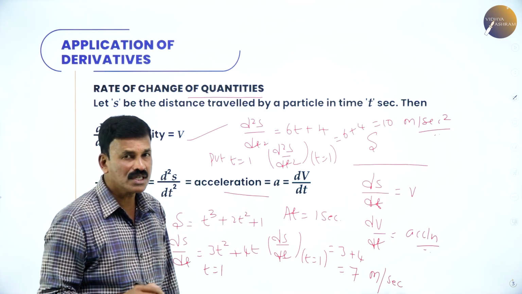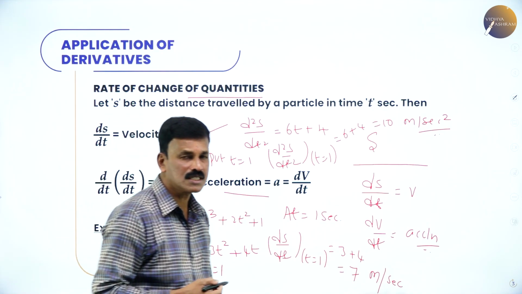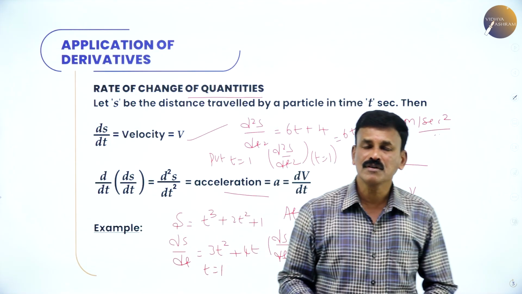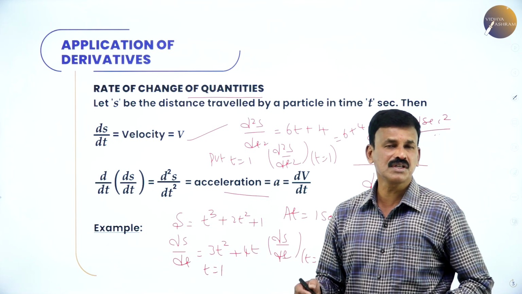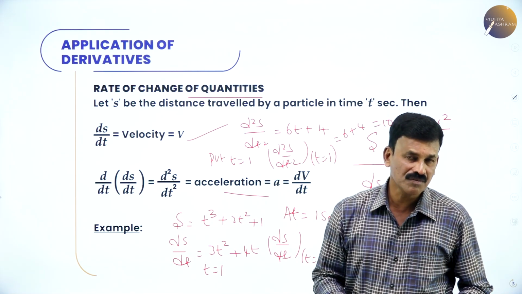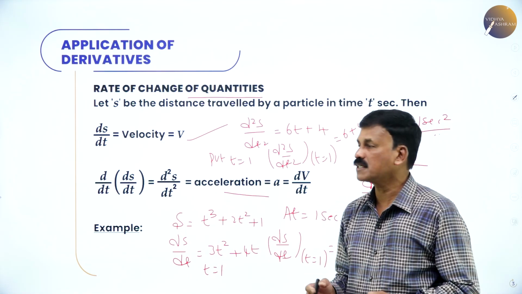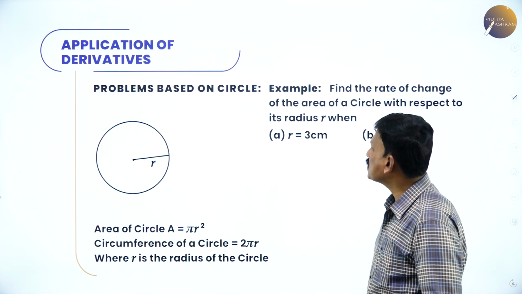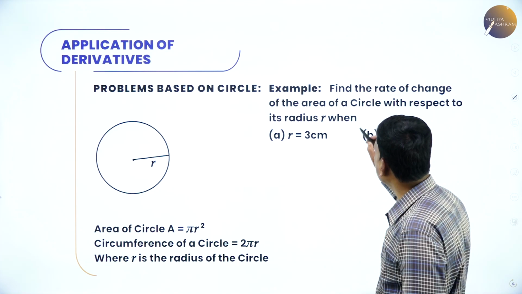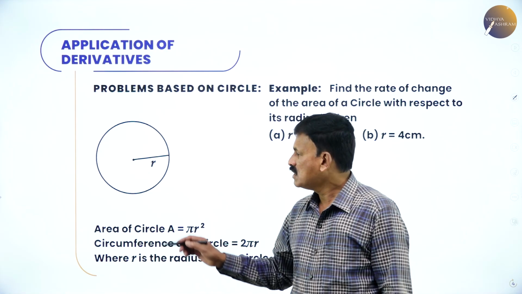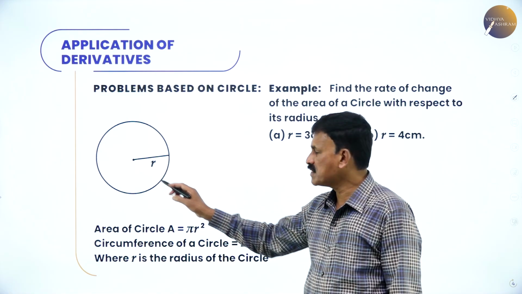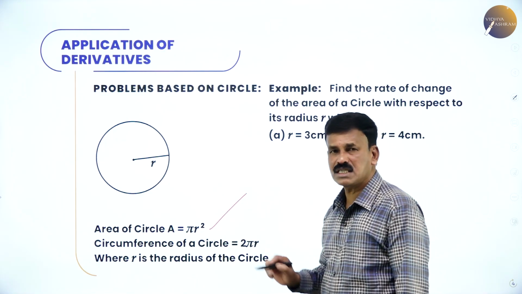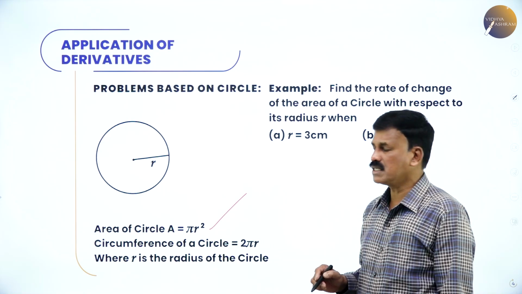Now let us move on to the exact problems on this. You may expect problems on finding the rate of change of radius, rate of change of area or rate of change of circumference of a circle or a sphere. Now problems based on the circle. Let us take an example. Before going to the example, suppose r is the radius of a circle and O is the center of the circle, then the area of a circle is given by area is equal to pi r square.